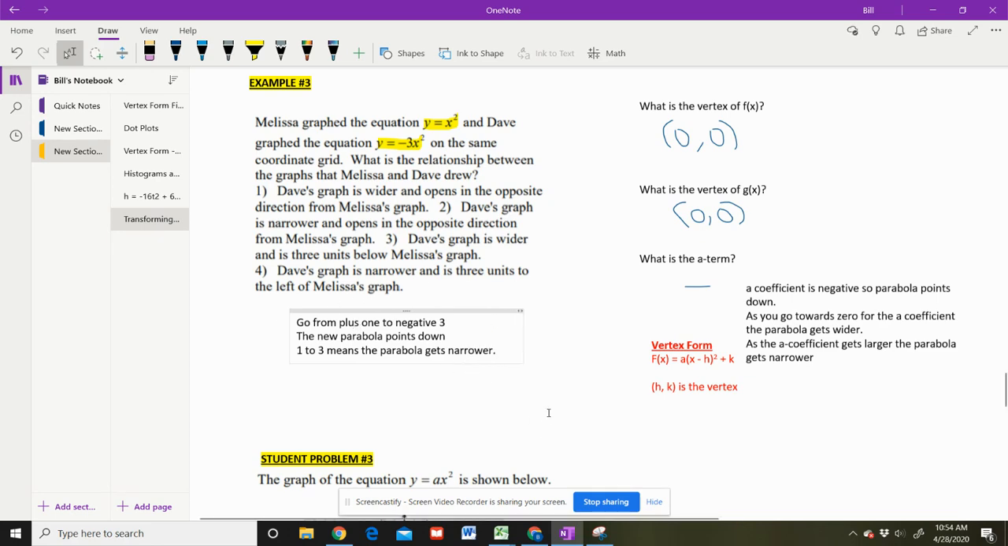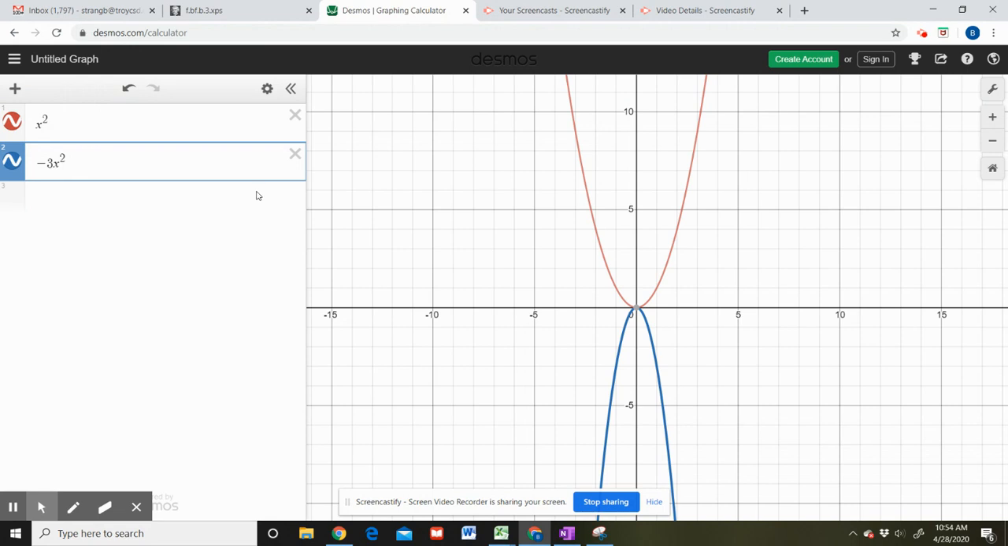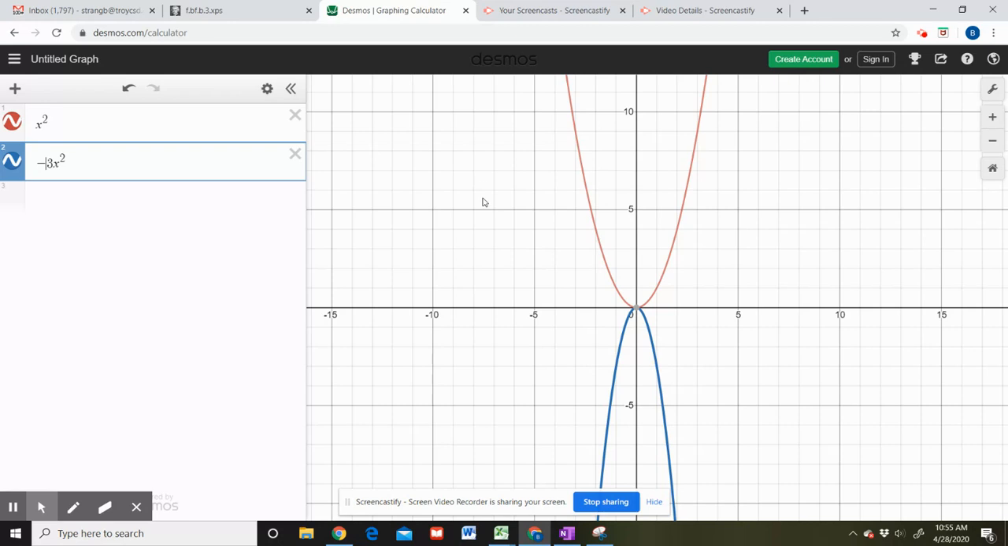And if I wanted to jump on Desmos real quick, let's just take a look. So I did it right here. x squared, negative 3x squared. But let me just, if I took the negative sign out, show you how much narrower it is. The red is x squared, and the blue is 3x squared. So again, as that number gets larger, if I wanted to go 9x squared, we did this before in another video, 9x squared is going to be narrower. As that a coefficient gets larger, it gets narrower, okay? As soon as I add that negative, though, it's a reflection over the x-axis. Now it's pointing down, okay?